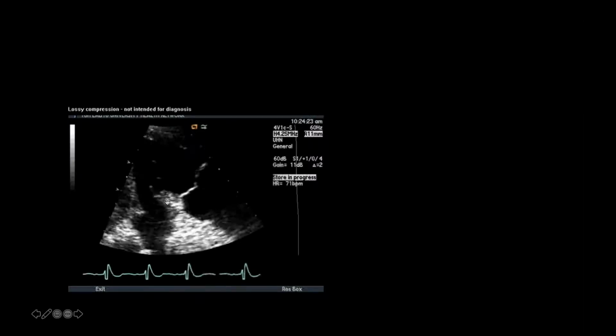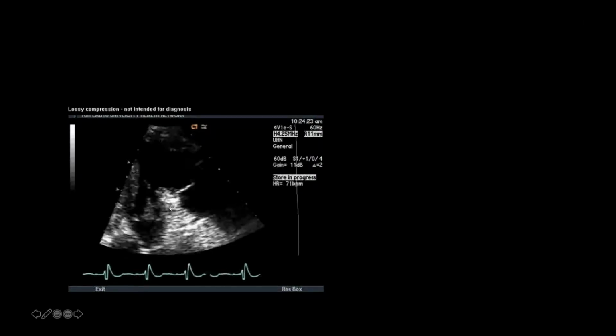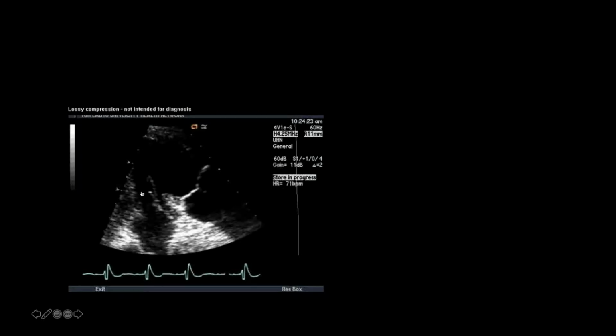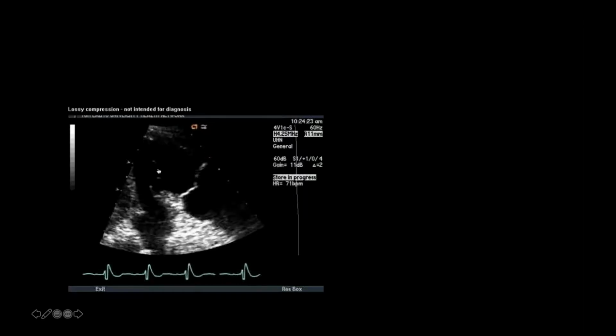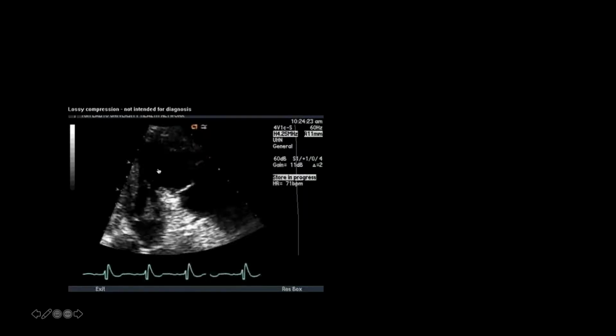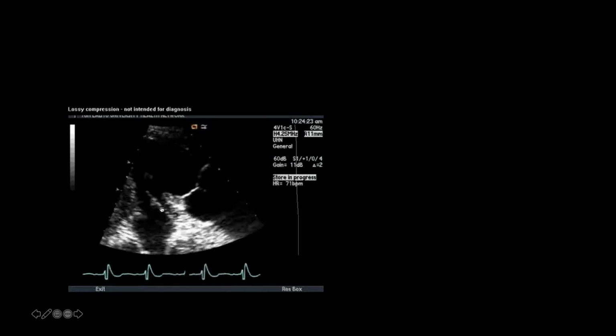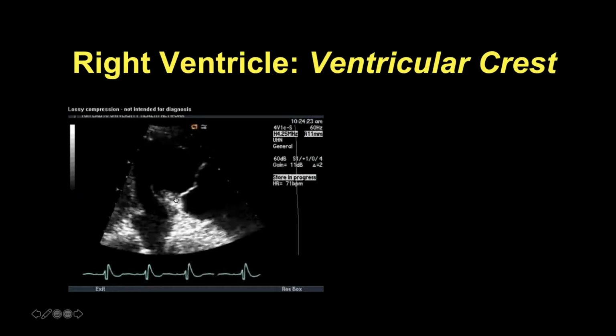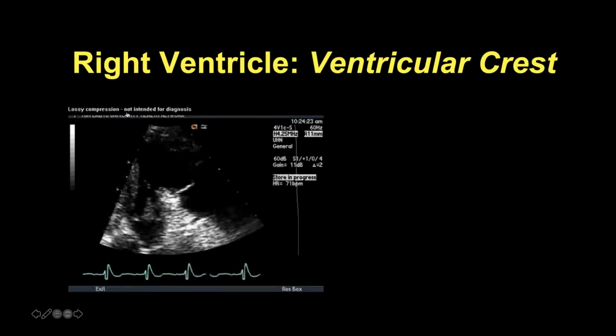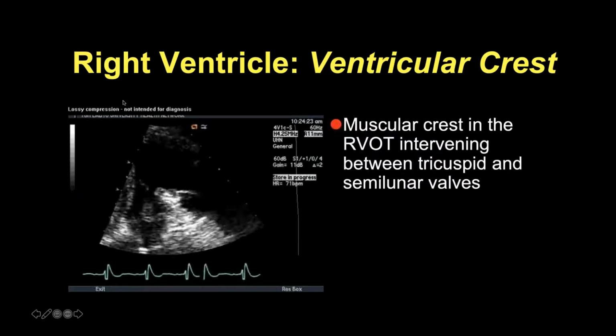So my question to you is, that is an atypical view. You see here an AV valve and a semilunar valve. My question to you is now, is this now a right ventricle or is this a left ventricle? How can you define the morphology of the ventricle? Is it the right one or a left one? So what's this structure here? That's the ventricular crest. And the ventricular crest is a morphologic feature for the right ventricle.